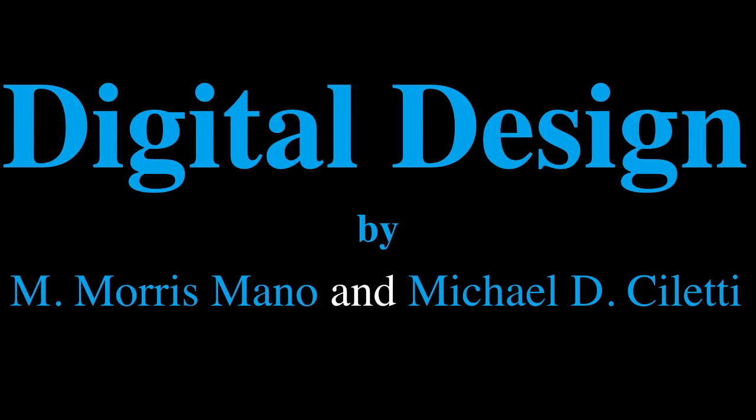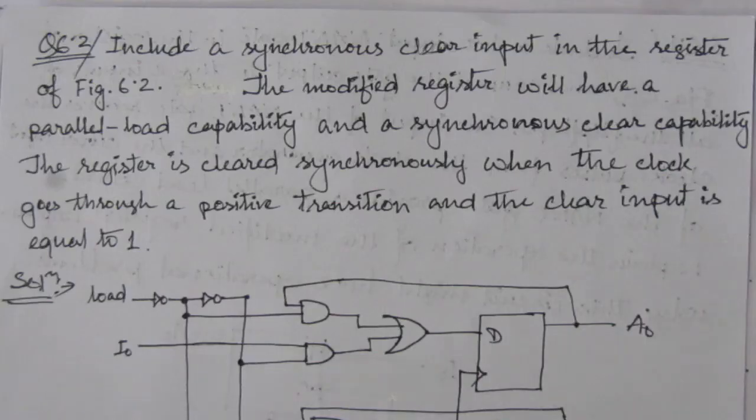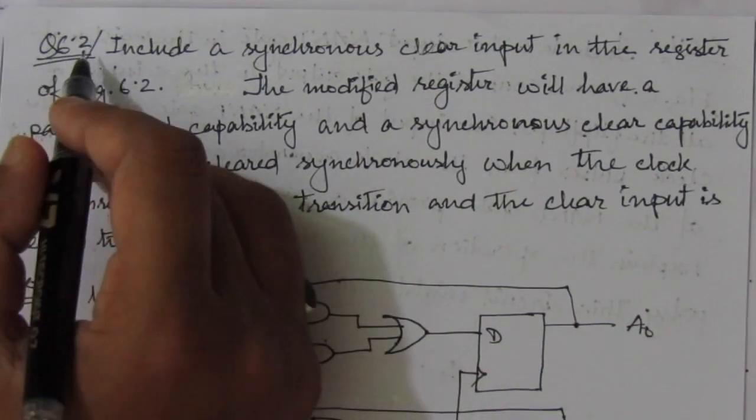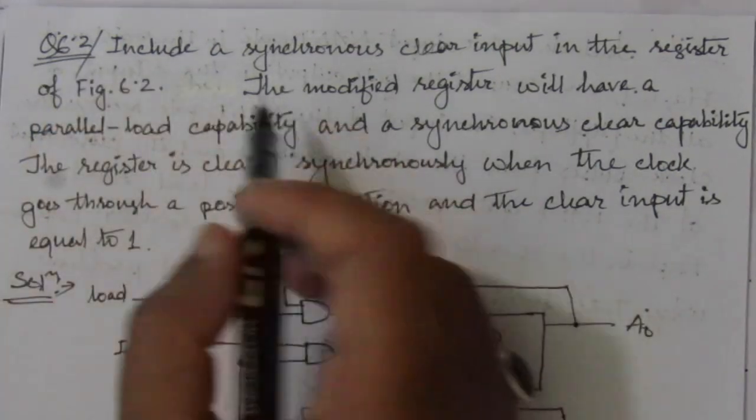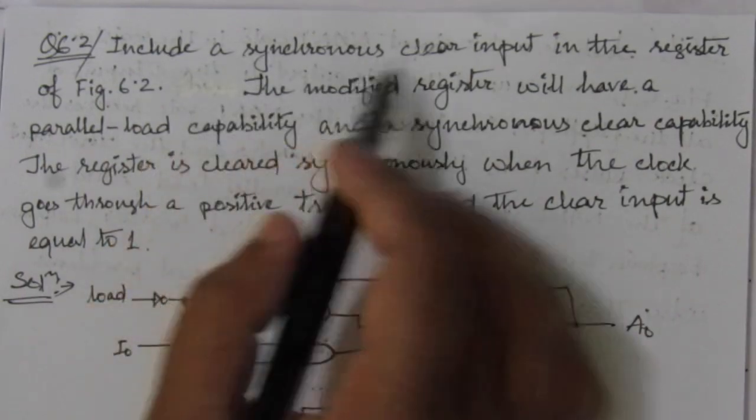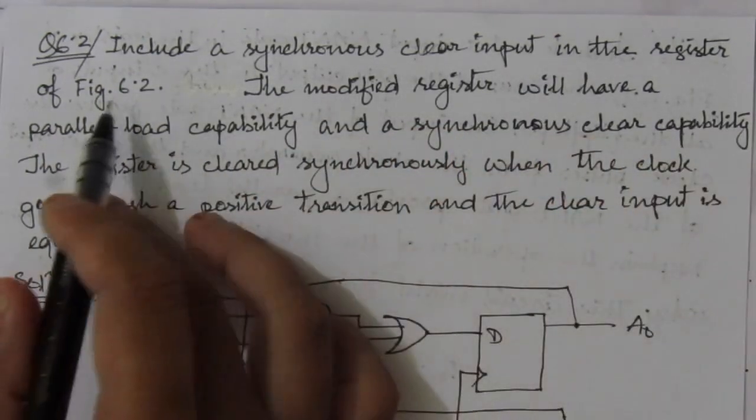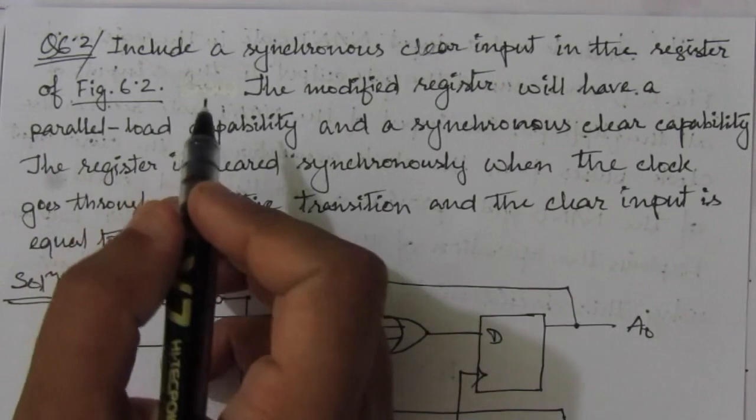I am solving the problems from the book Digital Design by Maurice Mano and Michael Ciletti. So in this video, I am solving problem number 6.2 from chapter number 6. The problem is: include a synchronous clear input in the register of figure 6.2. This figure is from inside the chapter.